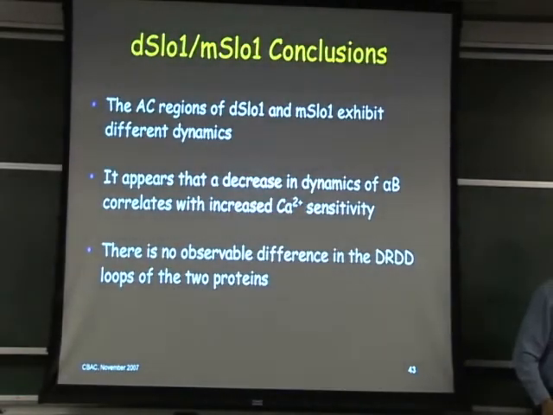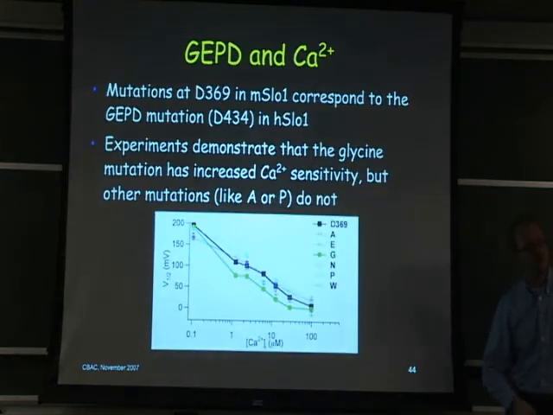Okay, so now we change gears and go back to look at the epilepsy mutation, the GEPD mutation in calcium. If you go to the mouse channel, as we talked about before, this is isolated in humans at position D434. This corresponds to D369 in the mouse channel. I'm going to be talking a lot about D369, but this is the same GEPD mutation that was isolated before.